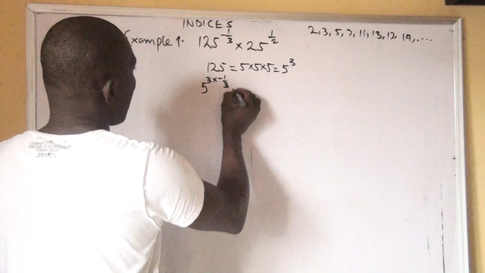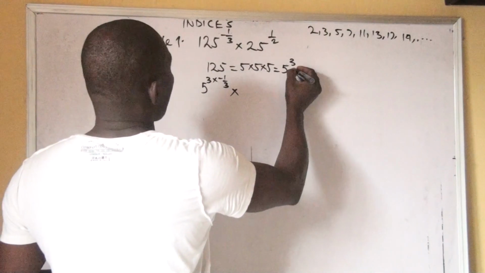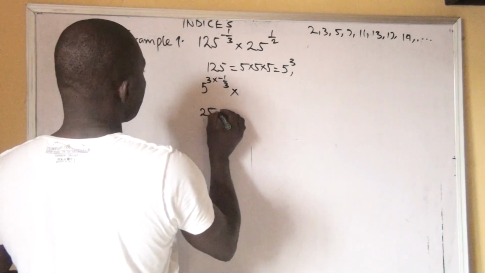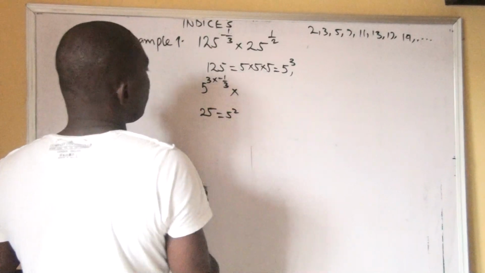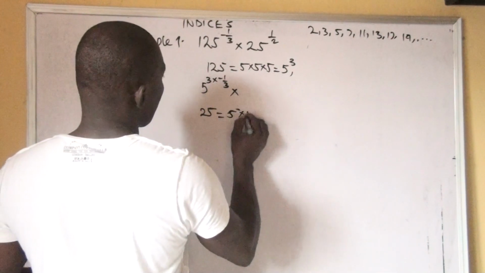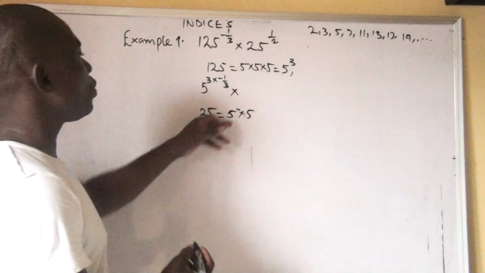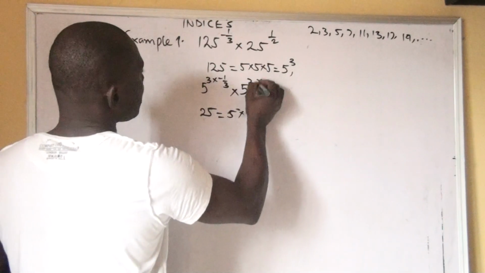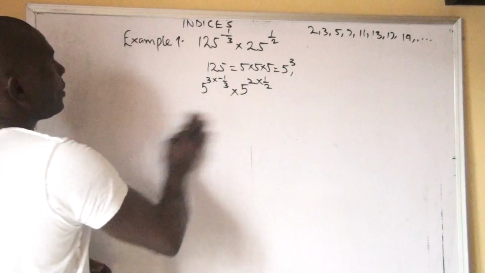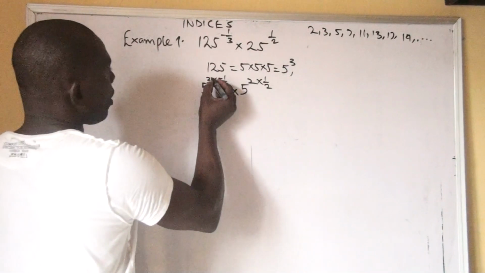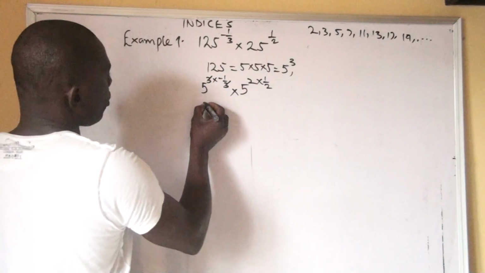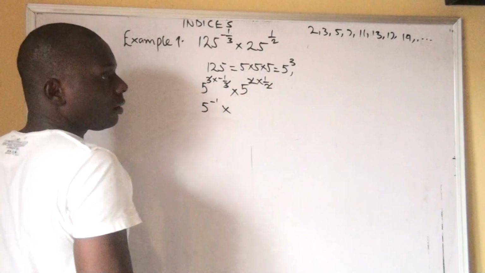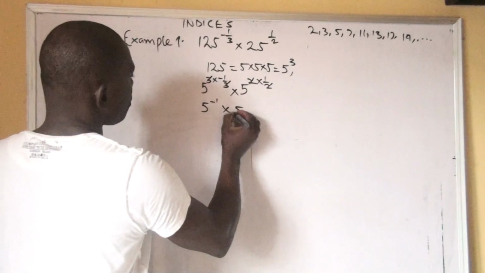Then here we have 25. Our 25 here is 5 times 5, which as a product of primes in index form is simply 5 squared. And we have a half here, so we multiply by that half. Okay, so here this 3, we cancel this 3 and we're left with 5 raised to power minus 1. Here 2 cancels 2, and we're left with 5 raised to power 1.